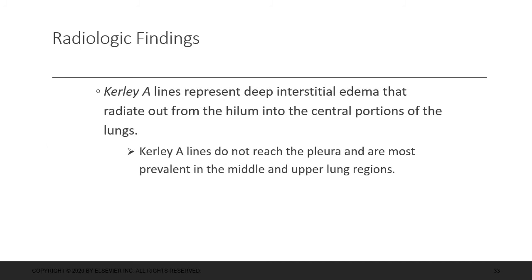Curly A lines represent deep interstitial edema that radiate out from the hilum into the central portions of the lungs. Curly A lines do not reach the pleura and are most prevalent in the middle and upper lung portion.